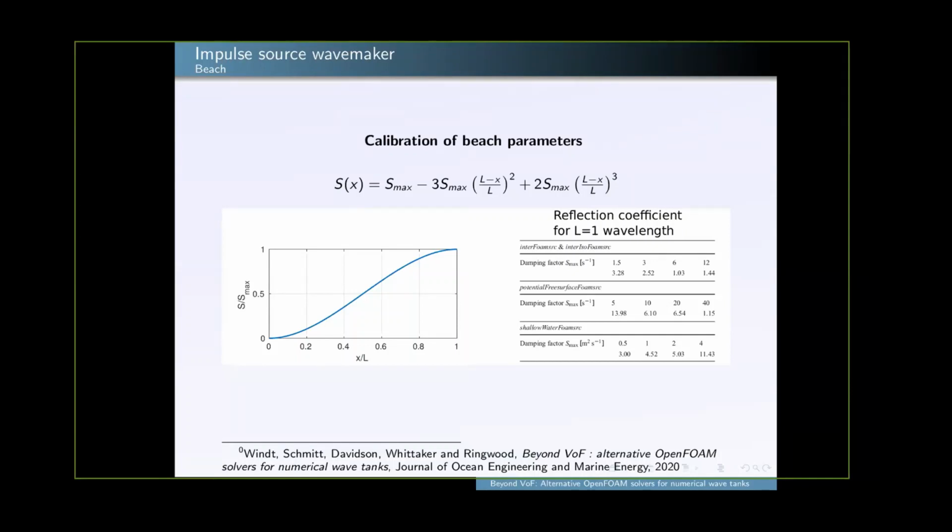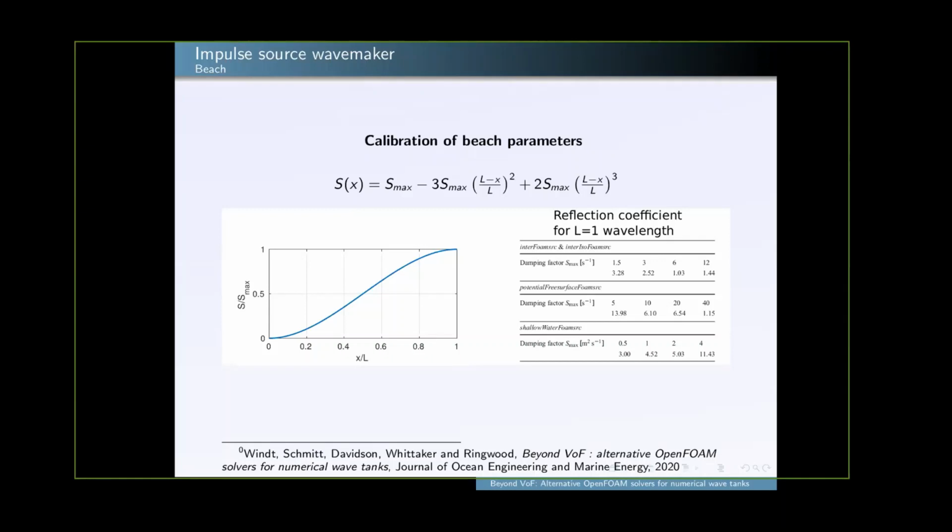You'll see on the table there, for just one wavelength, we tried various different values of S max. And you can see that over a broad range of values, you can quickly calibrate it and get it down below about 1% reflection. Or if you use 2, 3 wavelengths using cell stretching, you can get this down to pretty much 0 if you want. But for one wavelength of beach zone, getting down to around 1% is great.